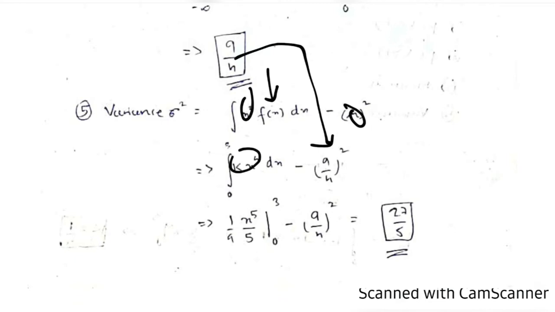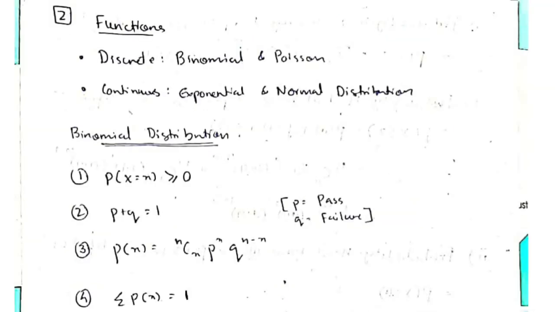Mean is here, find out the square and subtract from this. That will give us the final answer. Part of the module, in this module we'll be applying these two, which we learned in the previous topic about discrete and continuous, in binomial and Poisson. Okay, so let's start with the first one.